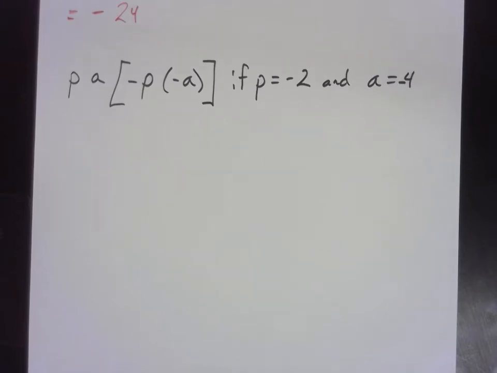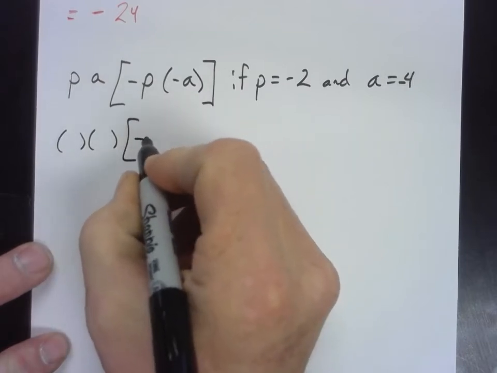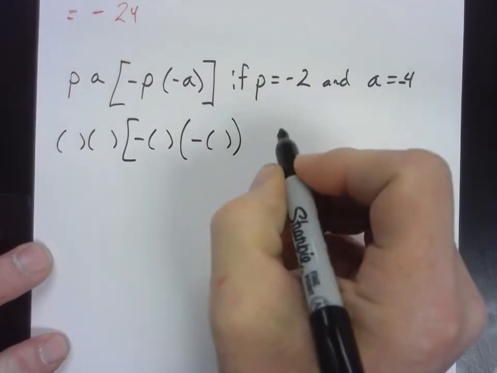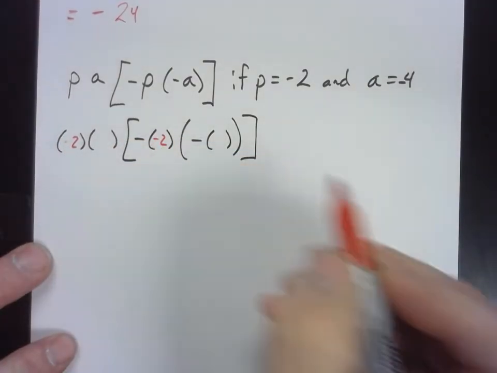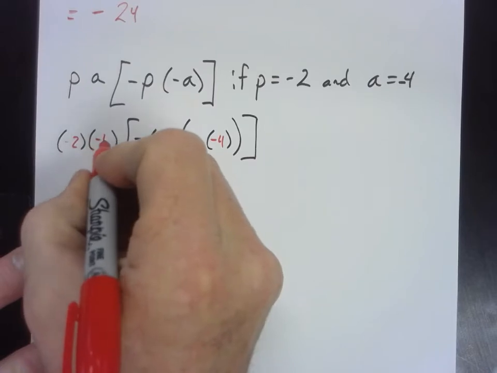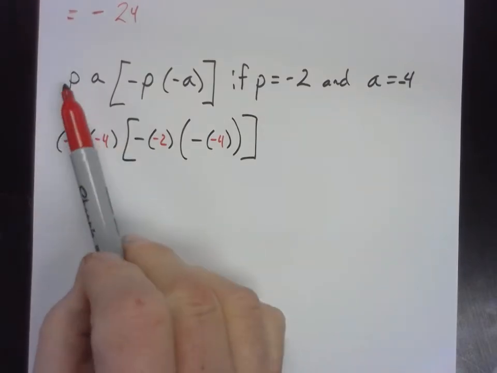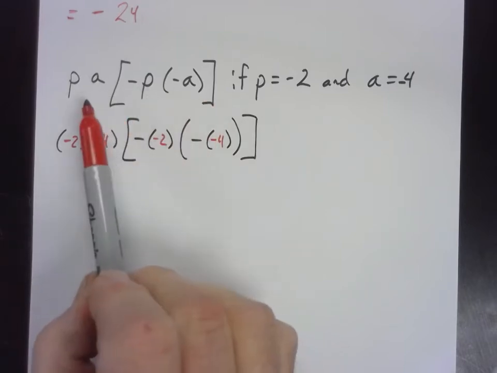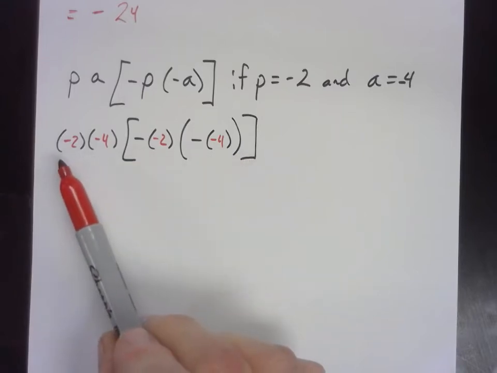Okay, let's take a look. So we have P times A, and then we have the opposite of P, parenthesis, the opposite of A, end parenthesis, and then our bracket, right? We got a -2 here, and a -2 here, and a -4 there, and a -4 there. So if you wrote it out like this, and you actually replaced every variable with a parenthesis and put that number inside, and you kept all of the brackets and parentheses and negatives that were there before, which I have in black, then it should say what it's supposed to say.